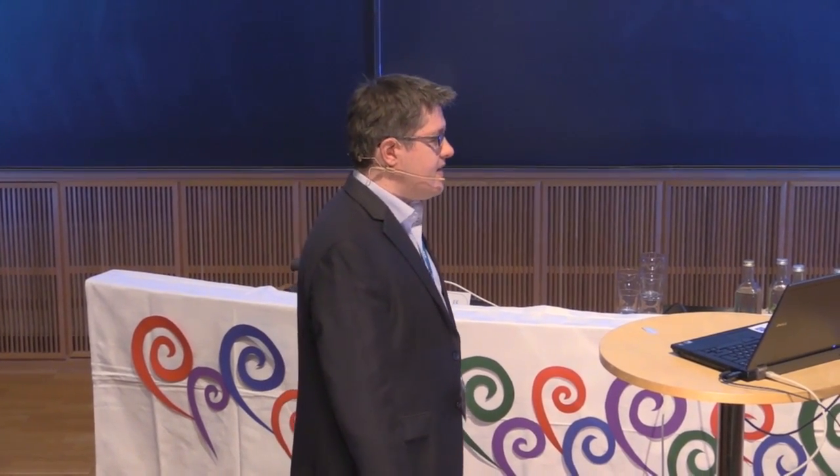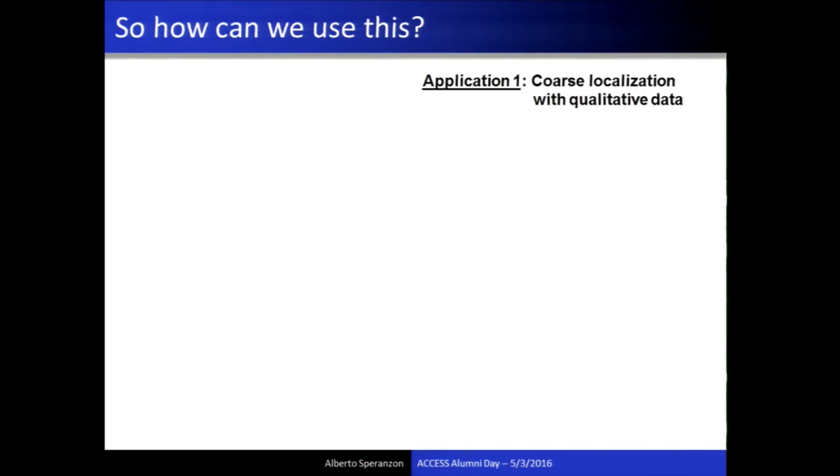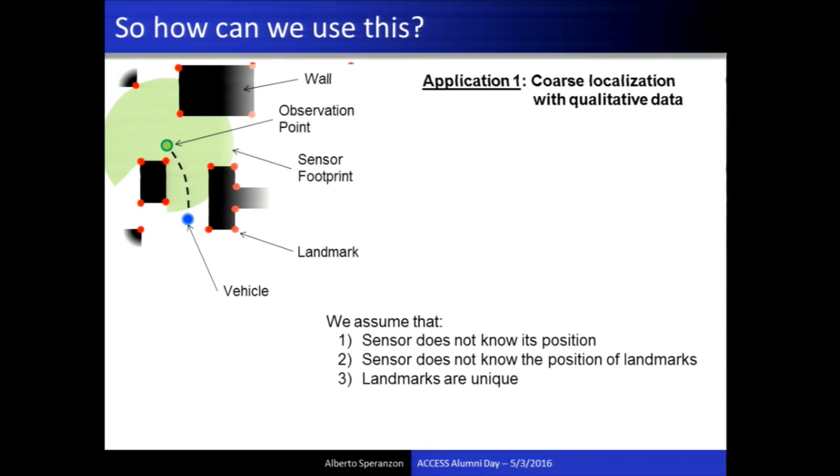So in this talk, I'll give you some insight about some applications where I have applied some of these techniques. And so the first one is about coarse localization with qualitative data. So the idea here is that you have a vehicle or a sensor which is moving in a complex environment and is sensing its near neighbors, whatever it sees around it. And in particular, we assume that there are some landmarks. I just, for simplicity, assume that they are the corners of this building.